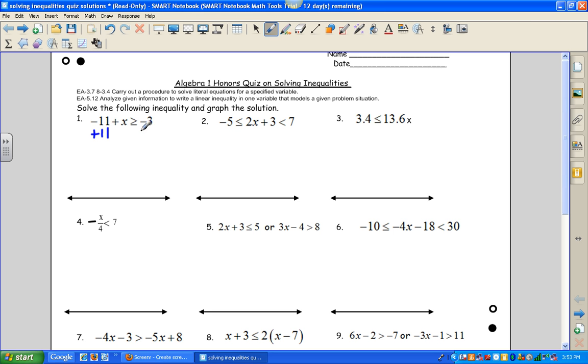Plus 11, plus 11. These cancel. X is greater than or equal to positive 8 because positive 11 plus negative 3. I ask you to at least put 5 ticks on your graph. 1, 2, 3, 4, 5. And I'm going to go ahead and put 8 right here.